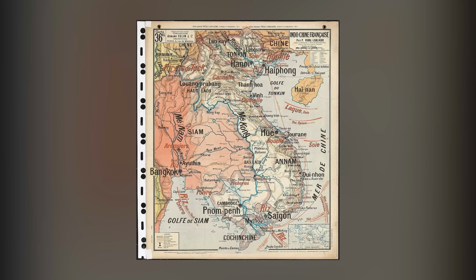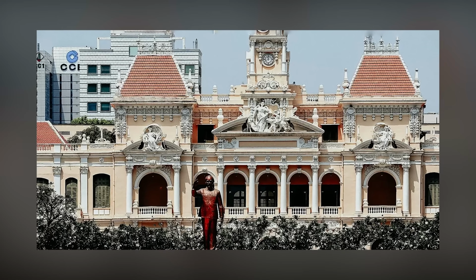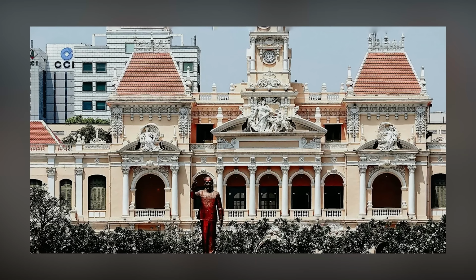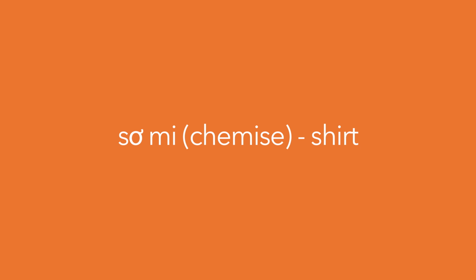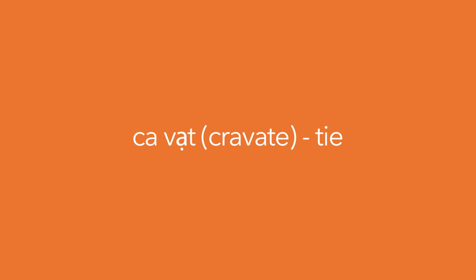In the late 19th century, Vietnam, Laos, and Cambodia became French colonies. With that, some French words, especially for food, clothing, and modern concepts, entered Vietnamese vocabulary, though Vietnamese adapted these polysyllabic French words to fit its monosyllabic structure. Chemise became semi, gare became ga, cravat became cravat.